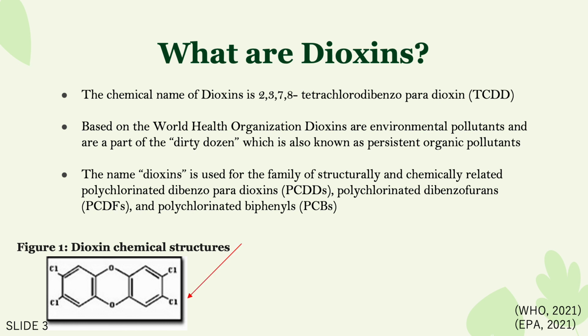Based on the World Health Organization, dioxins are environmental pollutants and are part of the Dirty Dozen. The Dirty Dozen is a group of very hazardous chemicals which are known as persistent organic pollutants, or POPs for short. Many of these chemicals are beneficial in pest and disease control, crop production, and industry. These same chemicals, however, have unforeseen effects on human health and on the environment. The name dioxin is used for the family of structurally and chemically related compounds, all of which are part of POPs.